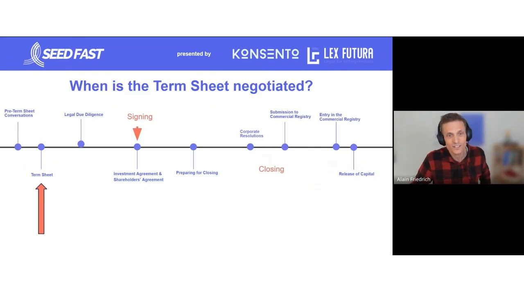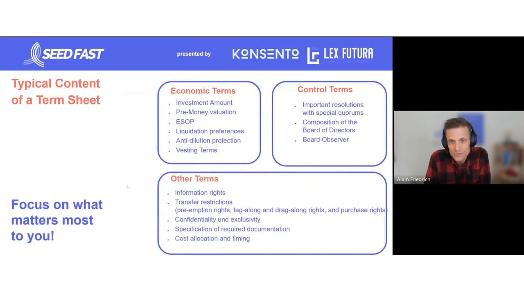So what does a term sheet include content-wise? The content of a term sheet can be broken down into three main categories: economic terms, control terms, and other terms. Let's start with the economic terms. First, quite simple, the investment amount. It defines how much the investor is going to invest into your company.